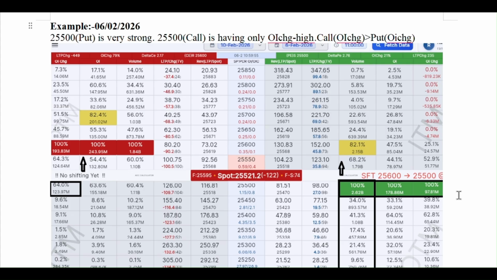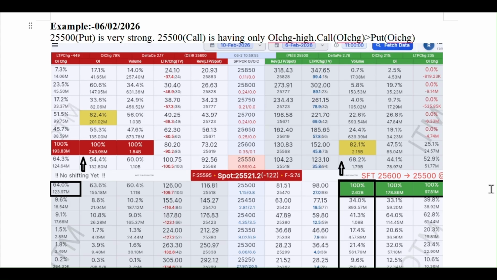Now let's compare it with the 25,500 call side. At the 25,500 call strike, we mainly see high open interest change, but the trading volume is comparatively low. This indicates that fresh call positions are being added without equally strong participation. Such a pattern may suggest that smaller traders are becoming bearish, while larger market participants continue to defend the strong support. However, this observation alone is not enough to make a trading decision. It should always be confirmed using price action and market structure.